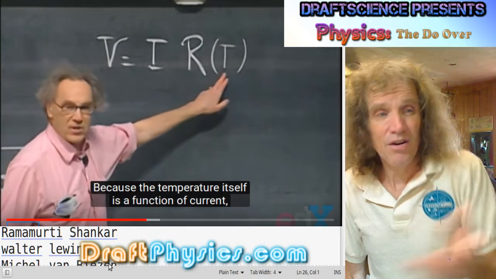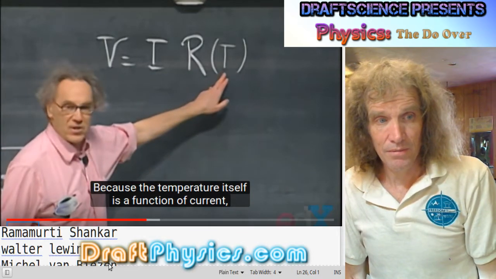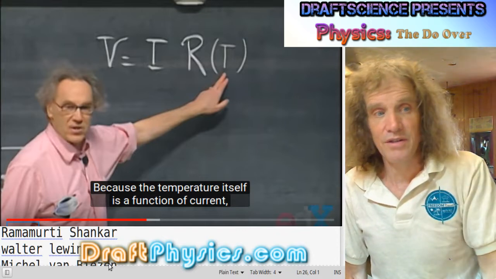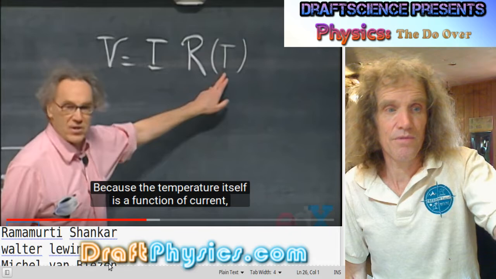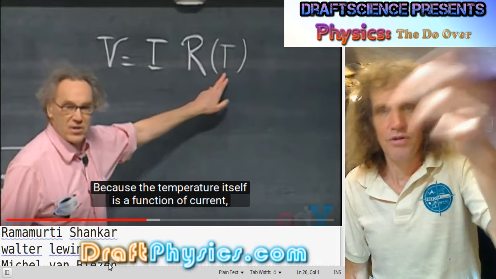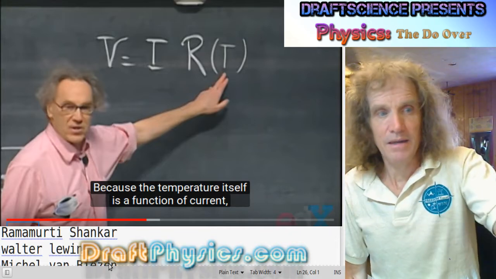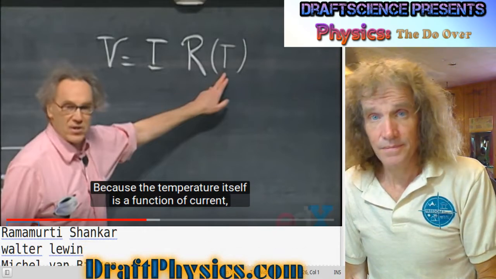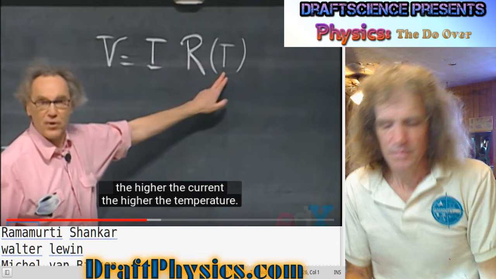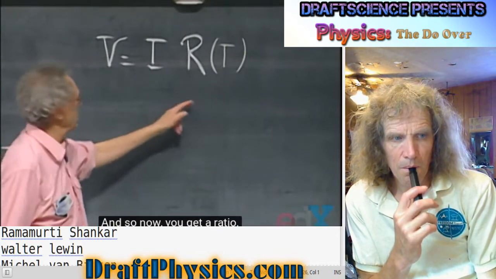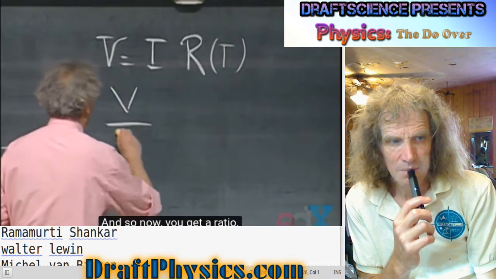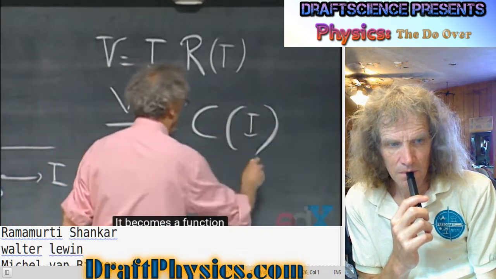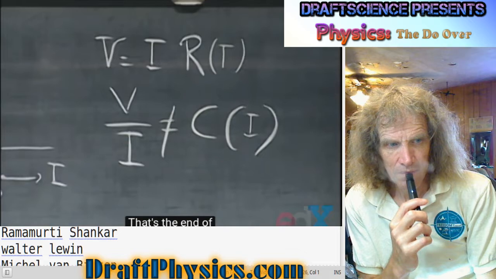The temperature. I mean, you could argue it's an incomplete formula without some sort of temperature coefficient in the formula. So you could say, okay, let's improve Ohm's law by including a temperature coefficient, multiplied by it in this case. The temperature itself is a function of current. The higher the current, the higher the temperature. And so now you get a ratio V divided by I, which is no longer constant. It becomes a function of the current. That's the end of Ohm's law.